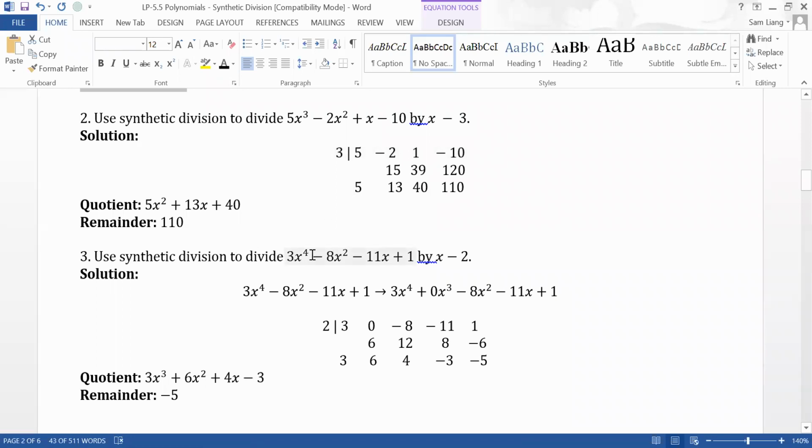All right, lastly, we have 3x to the fourth minus 8x squared minus 11x plus 1. Divide that by x minus 2. In this, I'm going to fill in 0x cubed as a placeholder. So we get 3, 0, negative 8, negative 11, 1 as our coefficients. 2 is the c value. Bring down the 3. You get 2 times 3. In the next column, 0 plus 6 is 6. Then 2 times 6 is 12. Negative 8 plus 12 is 4. 2 times 4 is 8. Add that, you get negative 3. 2 times negative 3 is negative 6. You get negative 5. So therefore our quotient is going to be 3x cubed plus 6x squared plus 4x minus 3. Remainder is negative 5.